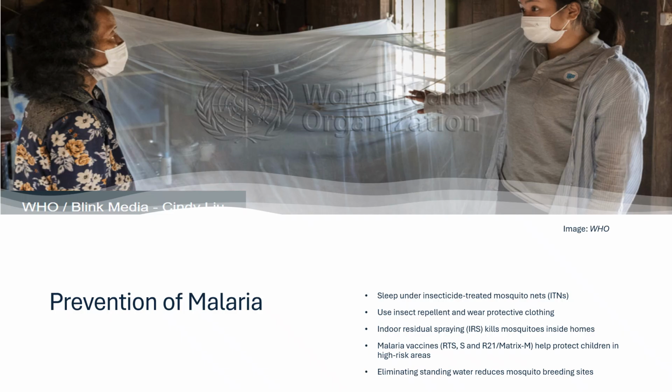Other prevention methods include using insect repellents, wearing protective clothing, spraying insecticides inside the homes. Another major advancement has been the development of malaria vaccines, and these really help protect young children living in areas where malaria is common. Also, eliminating standing water helps reduce mosquito breeding sites and lowers the risk of transmission.